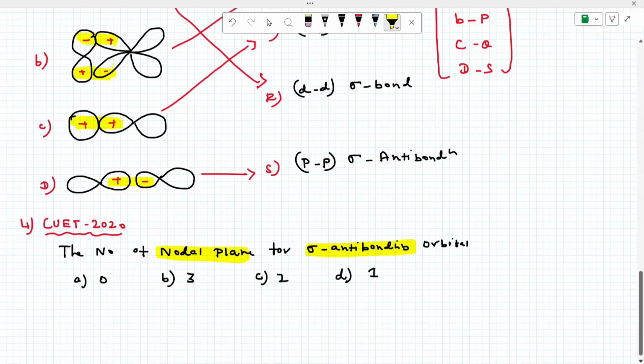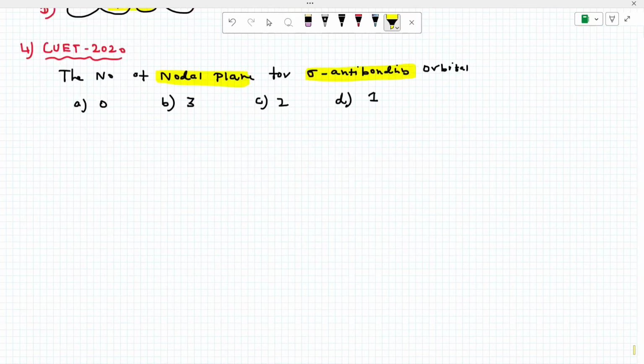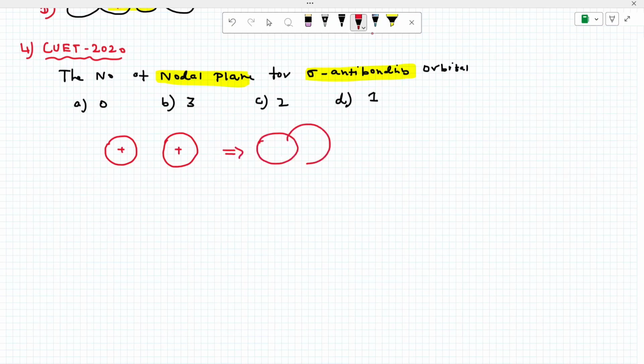Let's see this one. Can anyone tell me the number of nodal planes for a sigma antibonding orbital? Any idea, students? First we have to know what a nodal plane is. What is sigma antibonding? We know it is from s orbitals. This also is an s orbital. Here it is plus plus, which is bonding. In the case of bonding, there is no nodal plane.